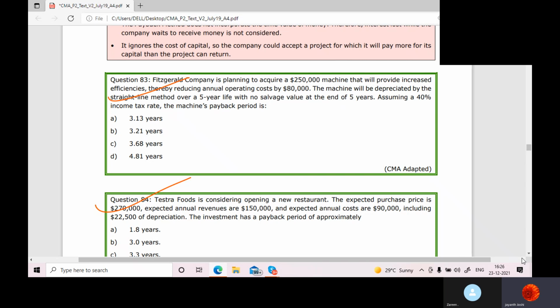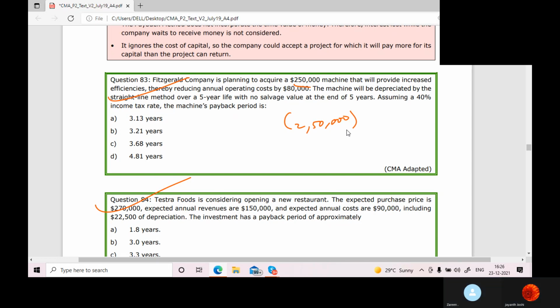Receiver is the person who is appointed to take care of the property. So is it 3.68? Whoever becomes insolvent, 3.68. So this is what they plan to invest. That will provide increased efficiencies, thereby reducing annual operating cost by 80,000. The machine will be depreciated by the straight line method over 5 years life. Straight line method means on the original cost value.